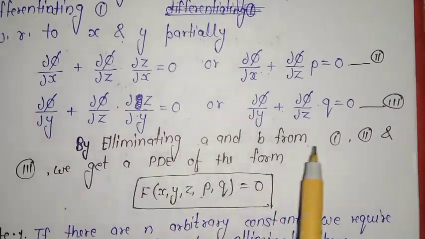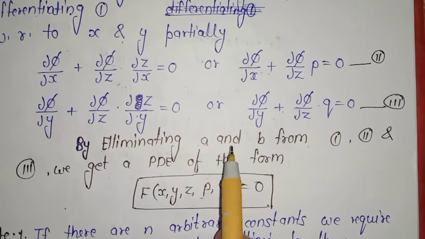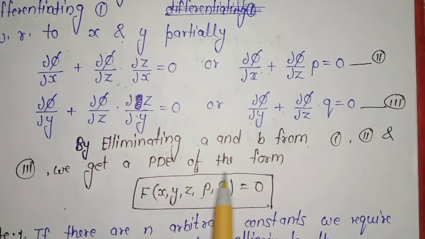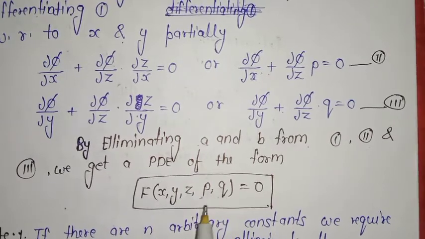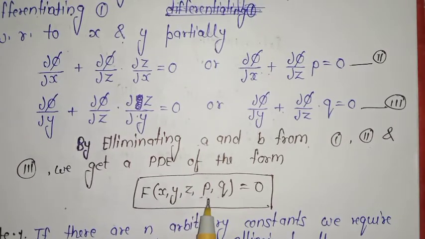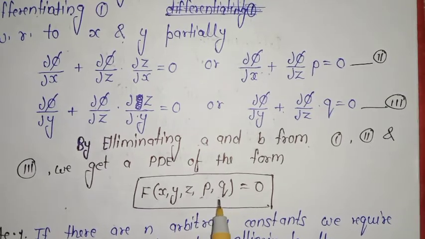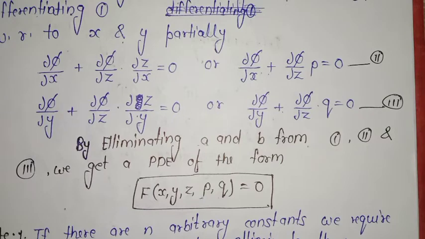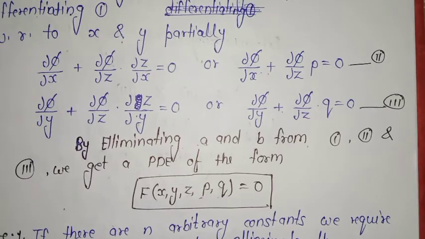After eliminating the arbitrary constants a and b, we get a PDE of this form, f of x, y, z, p and q. Here you can see a and b are eliminated and p and q are here, which are the partial derivatives with respect to x and y, and they are of first order. I told you about it in my first video on partial differential equations, so you can watch it there.